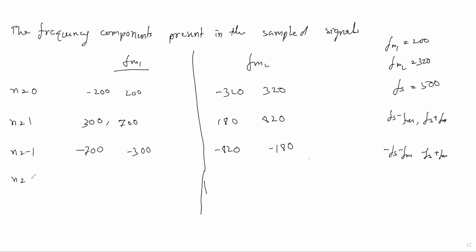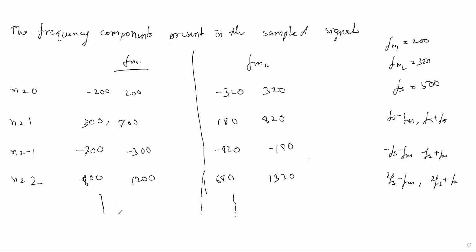Similarly you can find for 2 also. If you take 2, then what is the value? Twice fs minus fm, and twice fs plus fm. Twice means 1000 minus 200, 800, and 1000 plus 200, 1200. 1000 minus 320 is 680, and 1000 plus 320 means 1320. So like this it is going on.